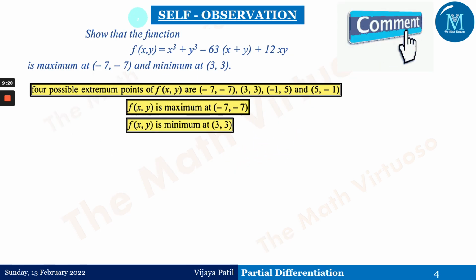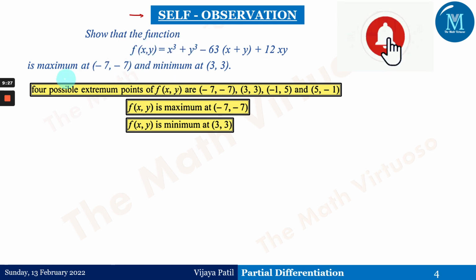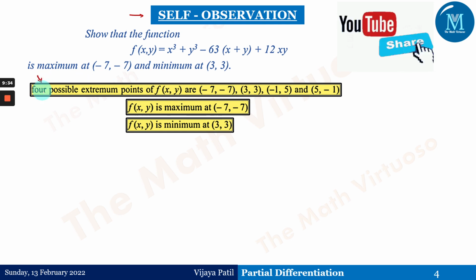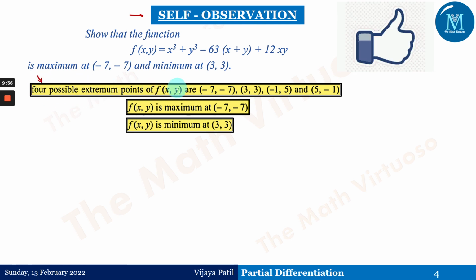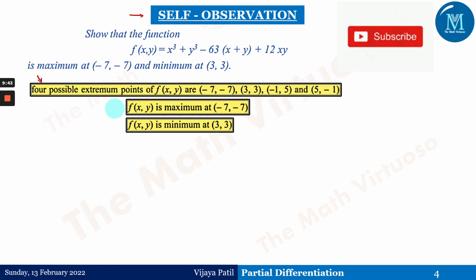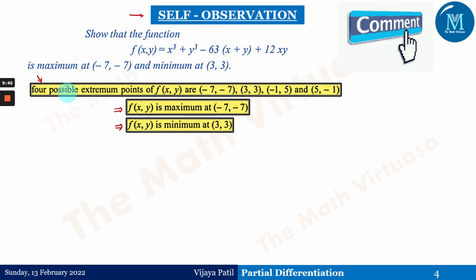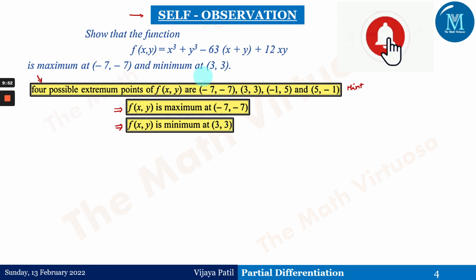Okay, and this is a self-observation slide wherein I have given you only one question. It says: show that the function f is maximum at minus 1, minus 1 and minimum at 3, 3. For the hint, I have given you the 4 possible extremum points we are getting for the function: minus 7, 3, 3, minus 1, 5, 5, minus 1, and the answer has been given to you as this. You can consider this as a hint, and these are the final answers for this particular value.